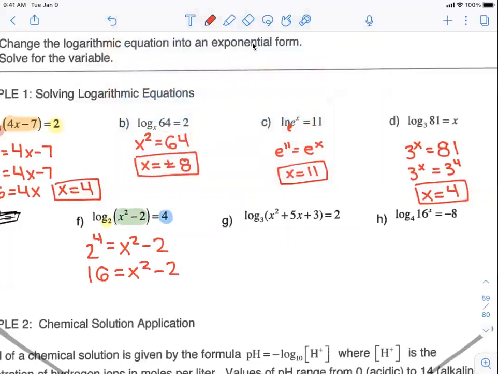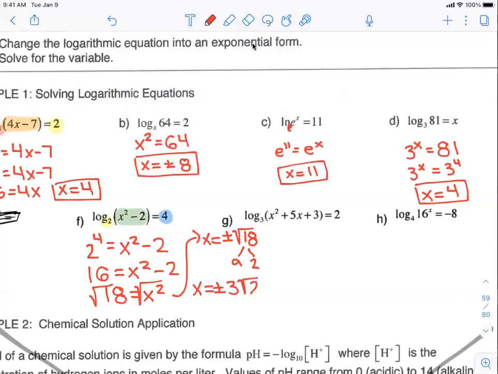So there's a couple ways you could solve this one. I'm going to go ahead and add 2. That gives me 18 equals x squared. Then I'm going to square root both sides. So x is going to be plus minus square root 18. And then if I solve that, that's 9 times 2. So x is really plus minus 3 square root 2. Done.